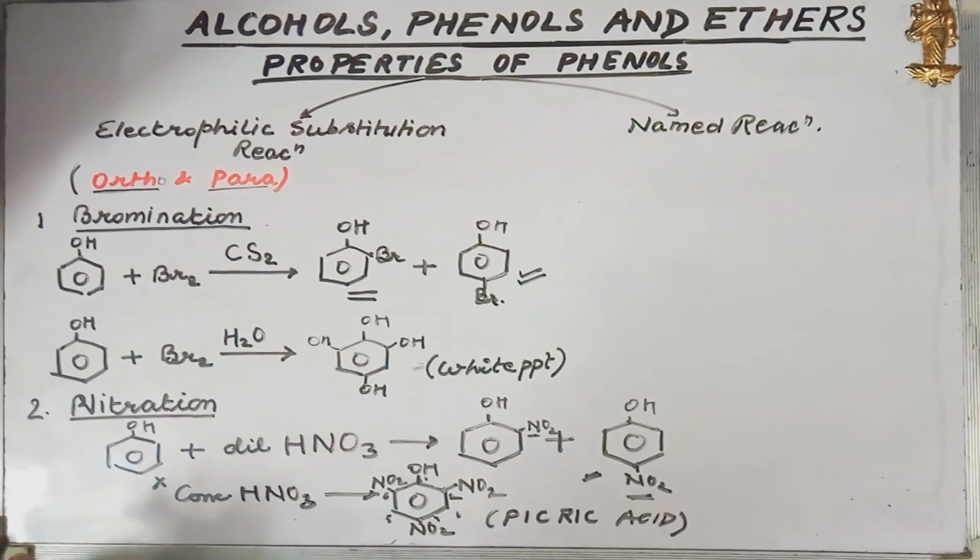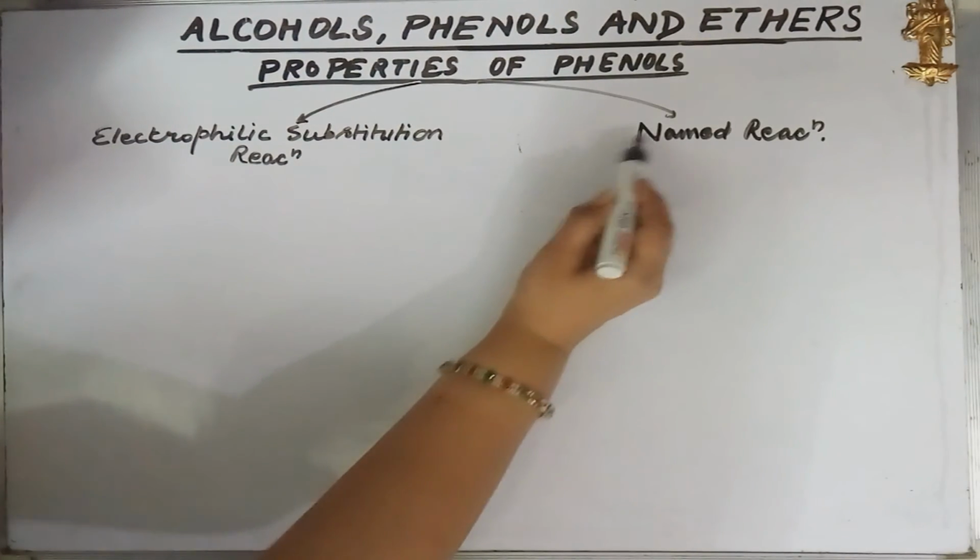So it is important to remember whether the reaction is taking place in the presence of dilute HNO3 or concentrated HNO3. In the case of concentrated HNO3, you will get picric acid, and in the case of dilute HNO3, you will get the mono-substituted products, that is, ortho and para nitrophenols. Now let us talk about the named reactions.